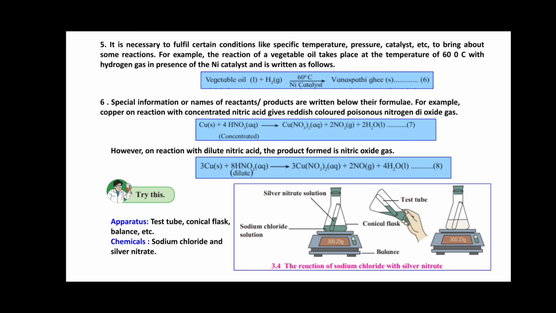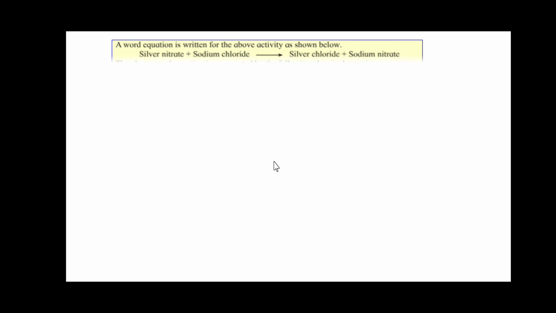So friends, here silver nitrate plus sodium chloride gives you silver chloride plus sodium nitrate. The above word equation we can explain like this: AgNO3 in the aqueous state plus NaCl in the aqueous state gives you AgCl, that is a white precipitate, plus NaNO3 in the aqueous state. So this is the reaction that can be written over here. This is a word equation, and this is a chemical equation.